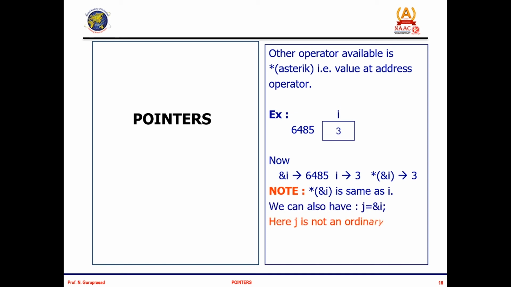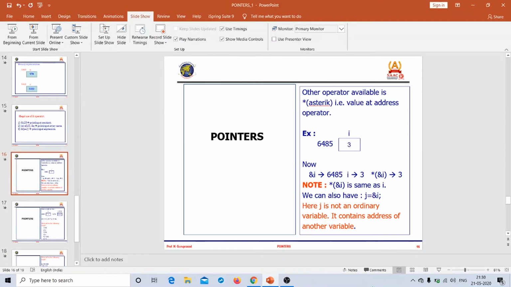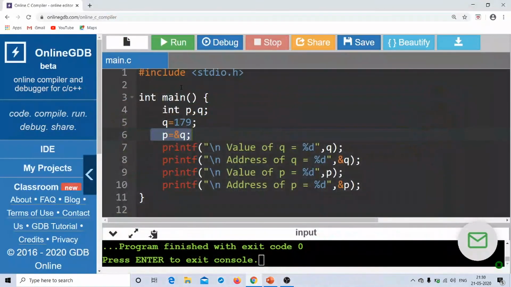So we can also have j is equal to ampersand of I, where j is not an ordinary variable. It contains the address of another variable. So in order to understand this concept of star in a much better fashion, we shift our focus from the PowerPoint discussion to the online compiler. So let me take you to the online compiler and let us try to see how basically star works in C language.